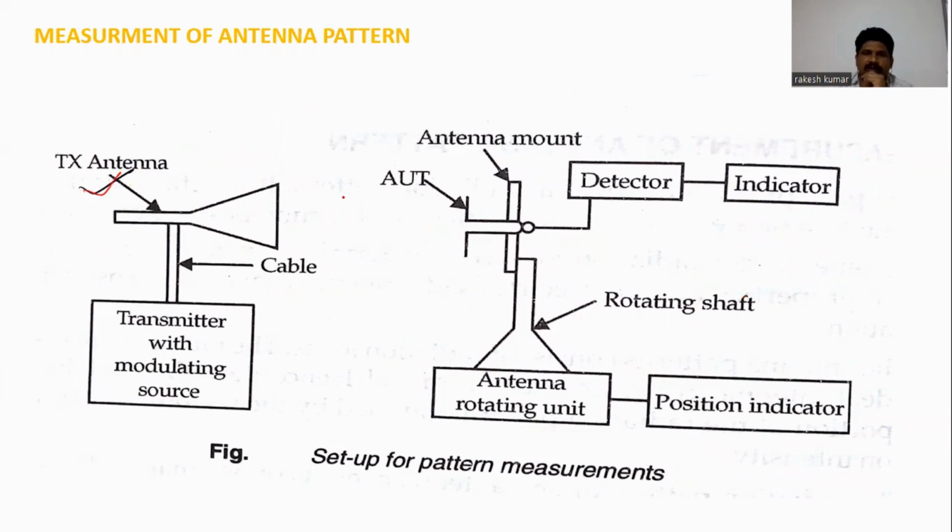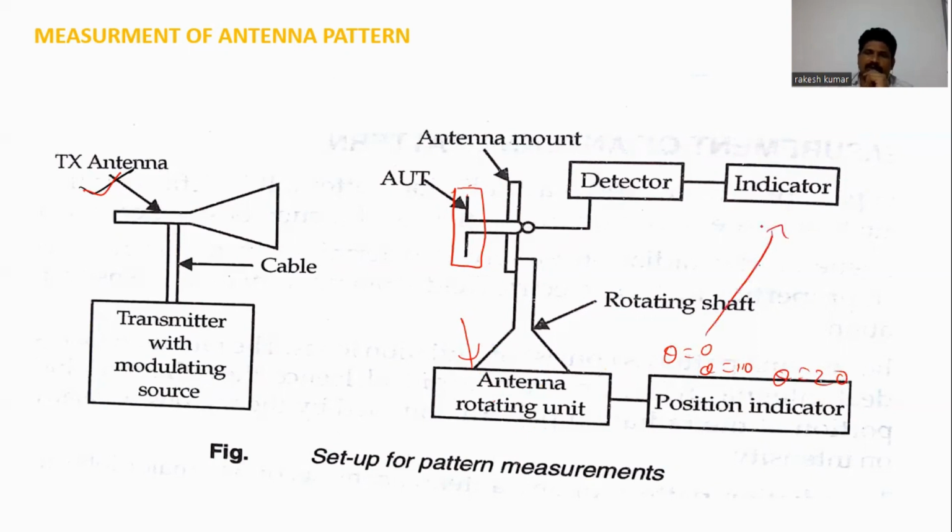The transmitting antenna is fixed. But whatever antenna you want to test, that is the AUT, is rotated using an antenna rotating system and position. For example, theta is equal to 0 here, theta is equal to 10 degrees, theta is equal to 20 degrees.